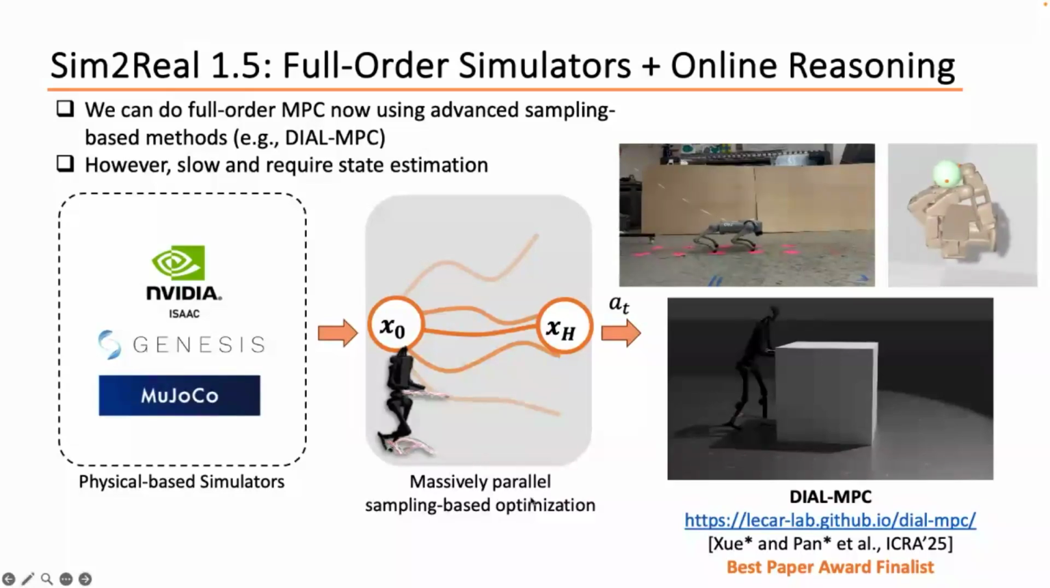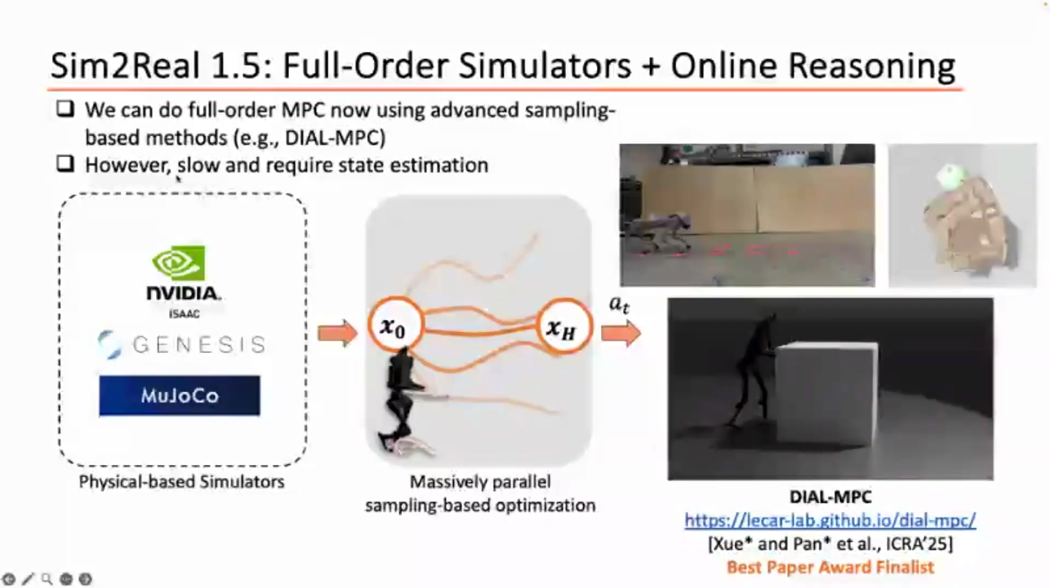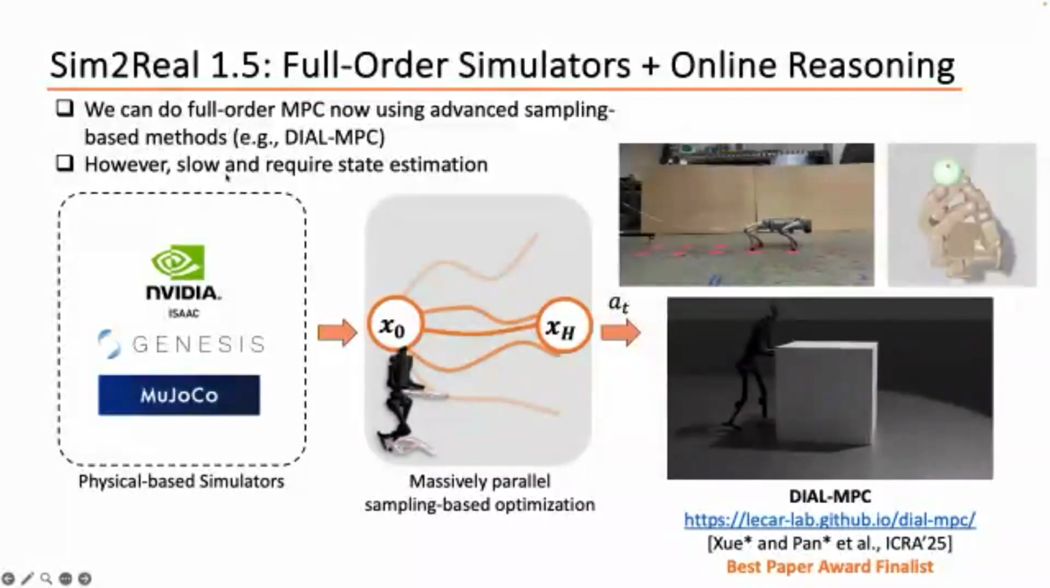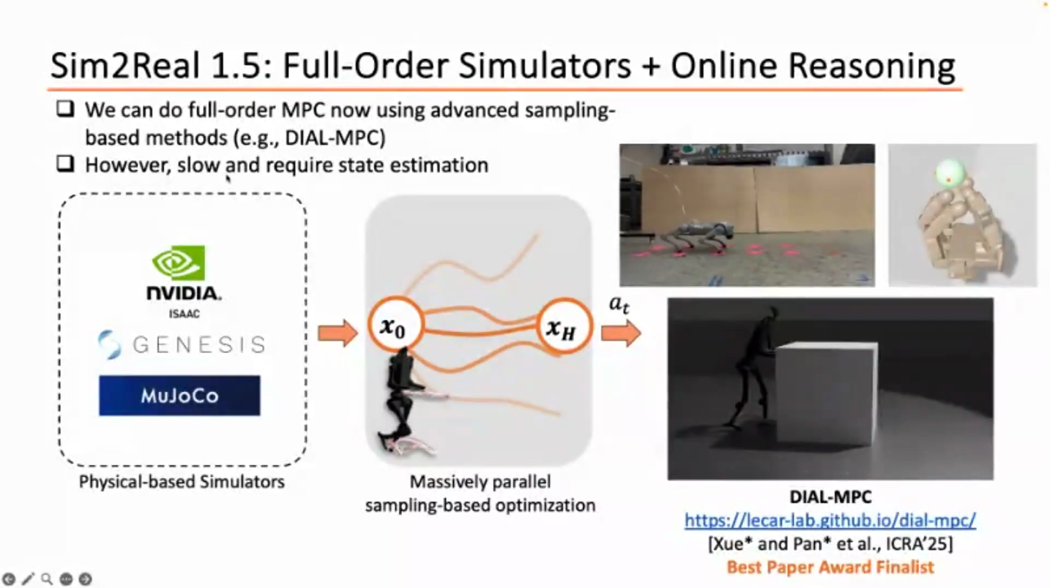However, if we compare to what we need, especially to reinforcement learning, we will realize two limitations. One is this is still pretty slow. You need to solve a very big optimization problem in real time. And also, this procedure needs state estimation because you need to know where the robot is. You need to know X0 here, to be able to figure out what action gives you the best consequence. So how do we tackle these two limitations?